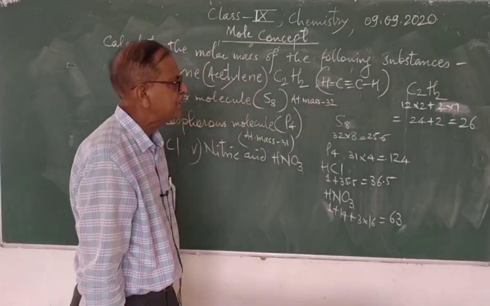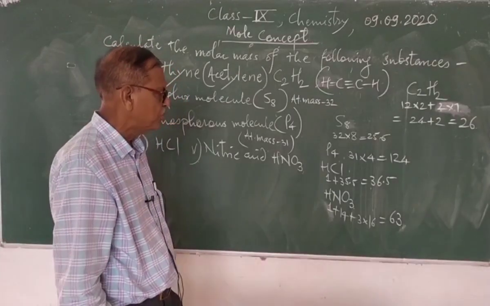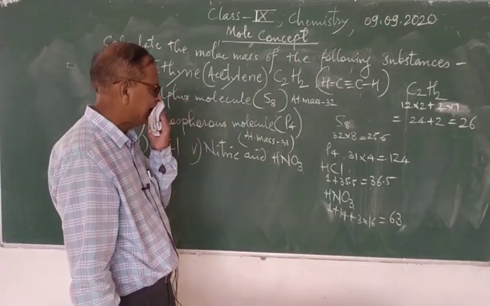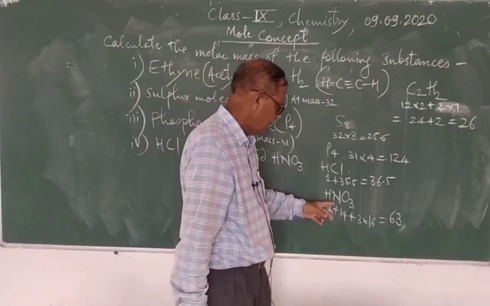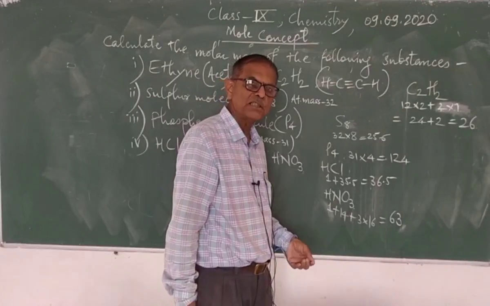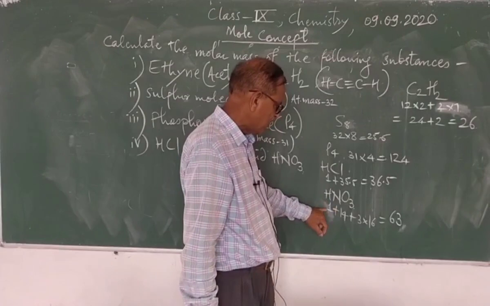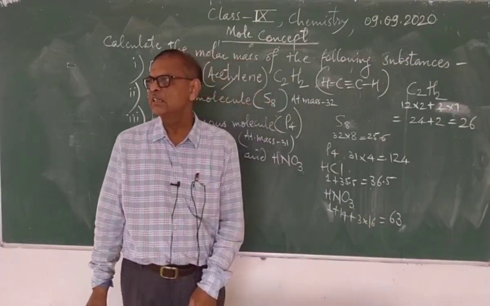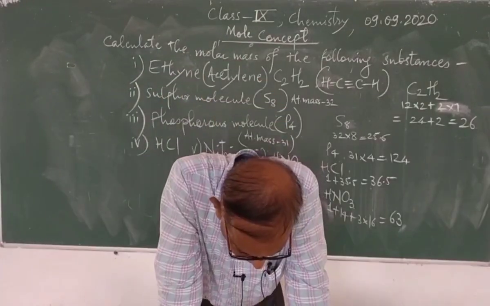So molar mass of acetylene is 26. Molar mass of sulfur is 256. P4 is 124. HCl is 36.5 and HNO3 is 63. So see, molar mass is the sum of the atomic masses of all the atoms present in the molecule. H 1, nitrogen 14, oxygen 3 into 16 is equal to 63. So in this way, this is about molar mass.